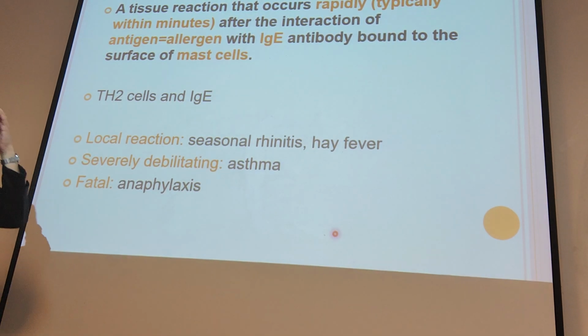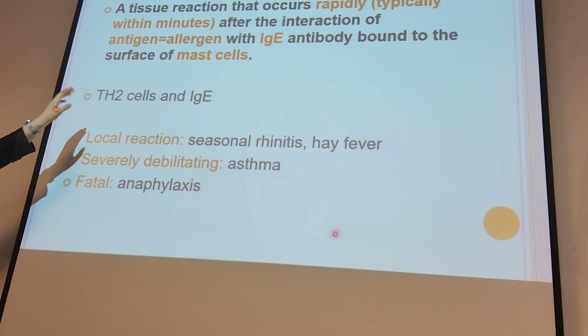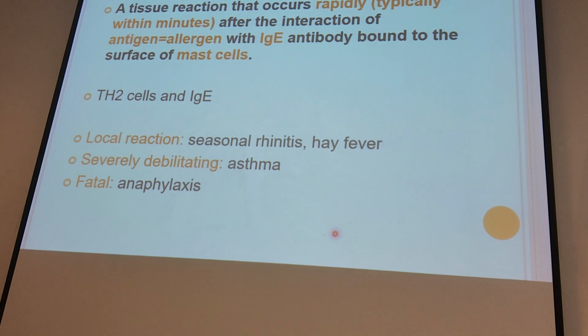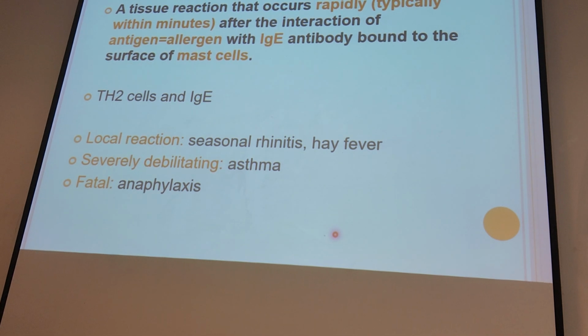Okay. And I told you the cells that are important in type 1 hypersensitivity are which type of T cells? T helper 2. And IgE. IgE is an important antibody, and which other cells? Mast cells. Mast cells, eosinophils, these are all important.